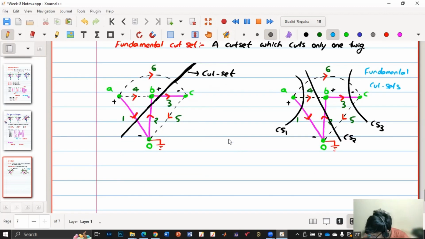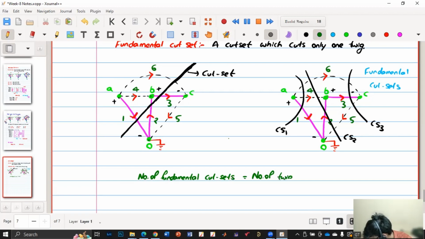So the number of fundamental cut sets, not cut sets, since cut sets can be anything, is equal to the number of twigs.